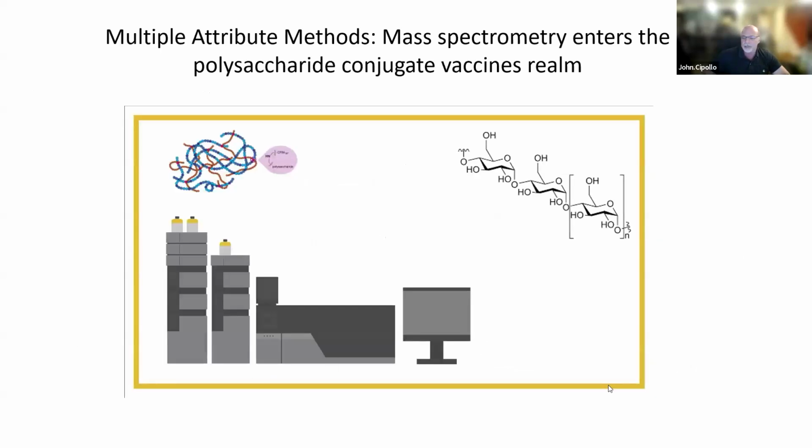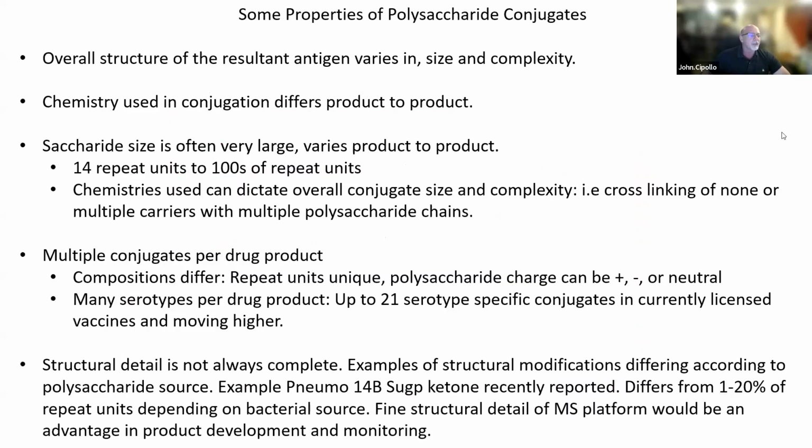Okay, so moving on to the last subject, multiple attribute methods. The overall structure of the resultant antigen varies in size. So we're making these complex molecules with a polysaccharide and a protein acceptor. Depending on the chemistry that's chosen, you can get very different structural products. The size of the saccharide that's linked to the protein varies across products. There can be repeats of 14 all the way up to hundreds of repeats. So the chemistry can really dictate the size and the complexity.